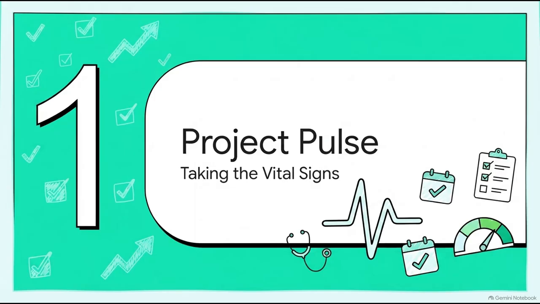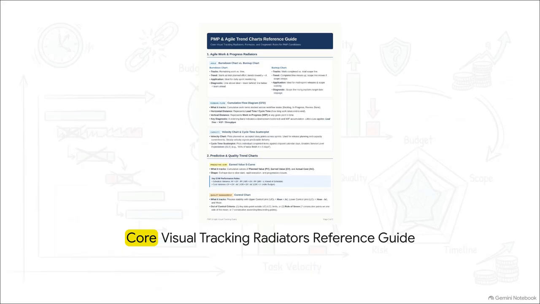Let's start right off with Section 1, establishing the big picture, taking your project's pulse. Consider this your high-level cheat sheet for all the trend charts we are going to unpack today. Notice how it breaks everything down into agile, Kanban, predictive, quality, and resource management. We're going to zoom right in on these specific areas to decode exactly what all these lines and bands are actually telling us.